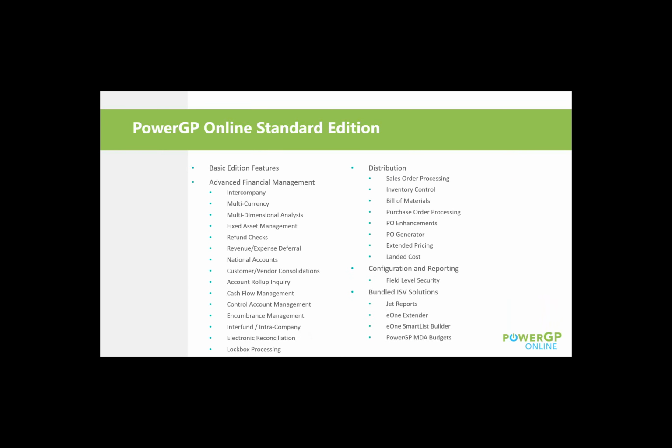A few things to kind of call out. Basic versus standard is like fixed assets, refund checks, cash flow management. Like when I did that demo and I typed in cash, that cash flow calendar, you'd have to be on standard to get that. A few that, like electronic reconcile and lockbox processing, would be in the standard edition, as well as, of course, the SOP, POP, and inventory.